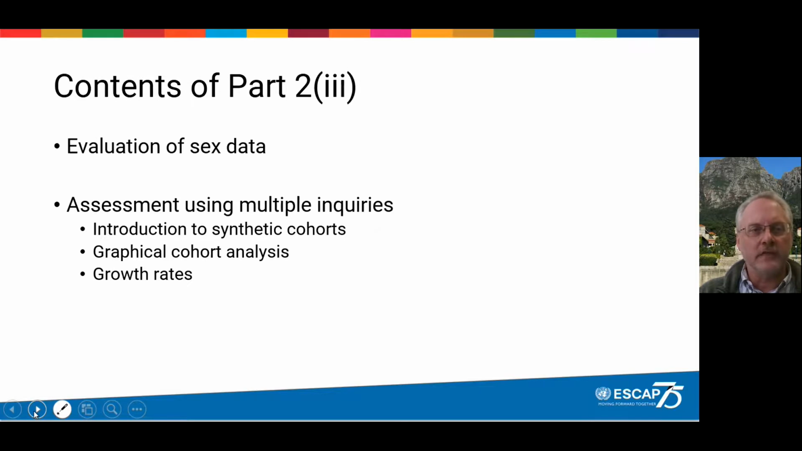In Section 3 of Part 2, we're going to cover the evaluation of sex data from demographic inquiries, such as censuses or surveys, and then move on to look at the assessment of age and sex data using information from multiple inquiries, for example, successive censuses. We're going to cover an introduction to synthetic cohorts, give you an exposition of how to go about doing graphical cohort analysis using multiple censuses or surveys, and end off this section with a discussion about the evaluation of growth rates.